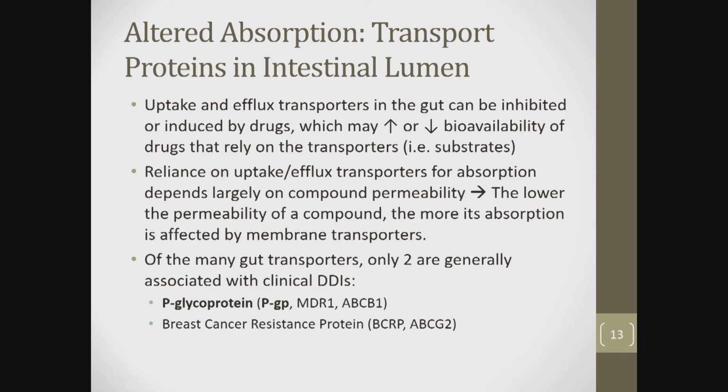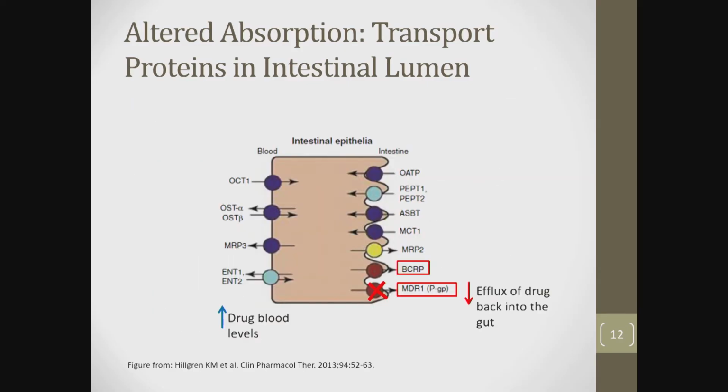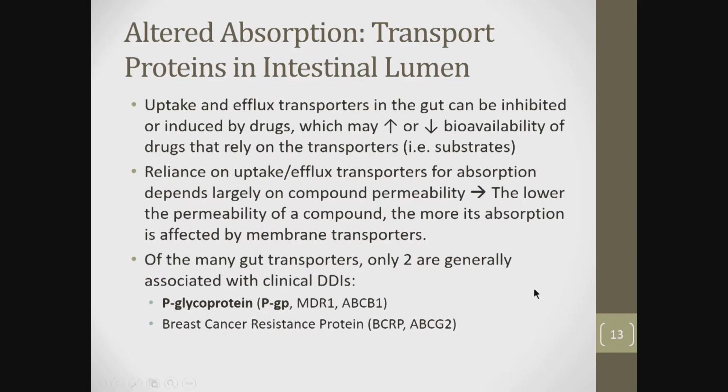So again, uptake and efflux transporters in the gut can be inhibited or induced, that is, increased, by modulating drugs. And these in turn can increase or decrease the bioavailability of drugs that rely on those transporters. And again, it depends largely on the compound's permeability. The lower the permeability of a compound, the more its absorption is affected by membrane transporters in general. And of the many gut transporters we looked at on the previous slide, and there are many, the two most common associated with clinically relevant drug interactions include P-glycoprotein, or PGP, and BCRP, or breast cancer resistance protein.